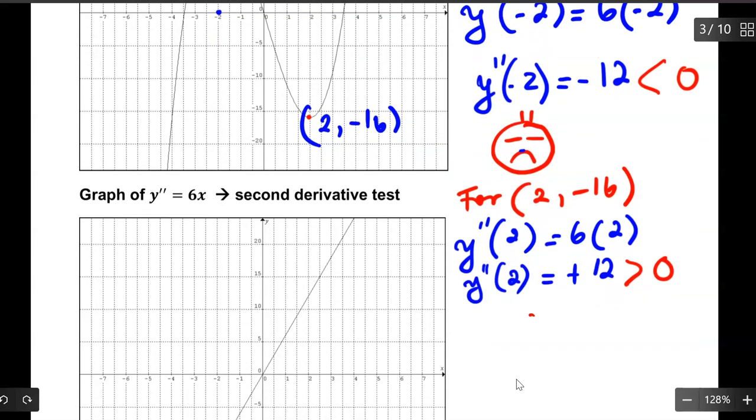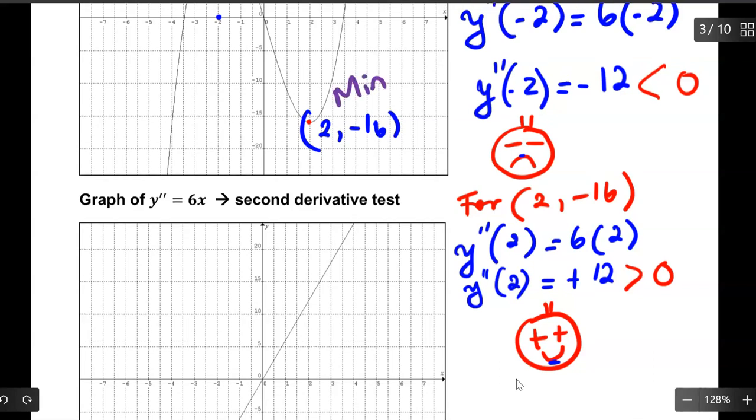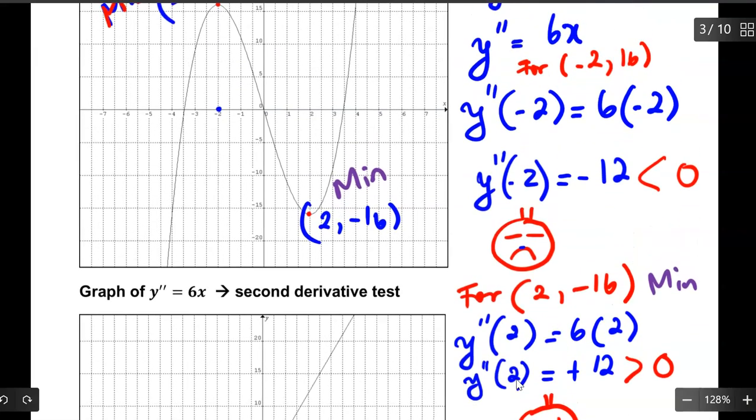So it's greater than 0. What do I have? I have a positive, a happy face with the second derivative test. So the point is right here. So that means I have a minimum point. Okay, so this point here is a minimum point. So this one is a min, and this one is a max. Alright, so here I should have a max.